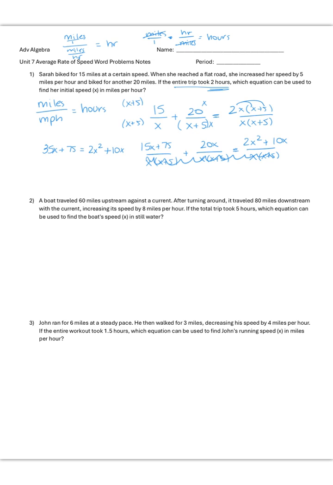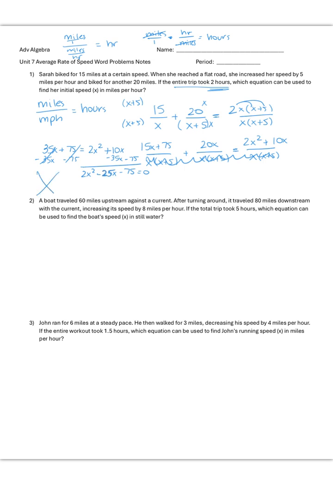And now I just solve for x like I normally would. So I'm going to subtract 35x from both sides. And then I'm going to subtract 75 from both sides. And I'm going to get 2x squared minus 25x minus 75 equals 0. And then I have to factor it.